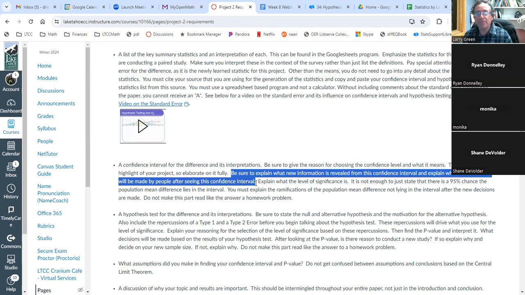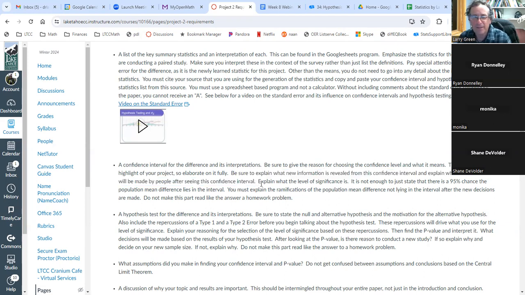Talk about whether, if you choose a 90% because the confidence interval with the 99% is way too wide, talk about how big a sample size you would need to make the standard error small enough so you can get your 99% the same width as the 90% that you currently have. Okay. Any questions on that?